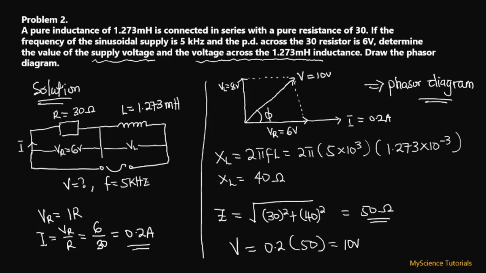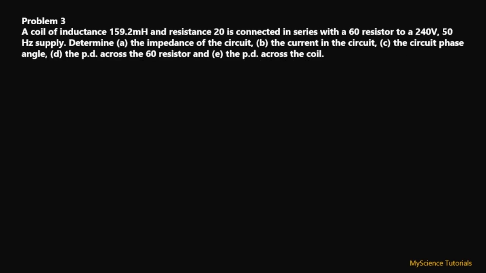Now let's have a look at one more final example. So problem number 3. A coil of inductance 159.2 millihenry and resistance 20 ohms is connected in series with a 60 ohm resistor to a 240 volt 50 hertz supply. We are to determine A, the impedance of the circuit, B, the current in the circuit, C, the circuit phase angle, D, the potential difference across the 60 ohm resistor, and E, the potential difference across the coil. So this is a very interesting question. So let's go ahead and write down our solution.